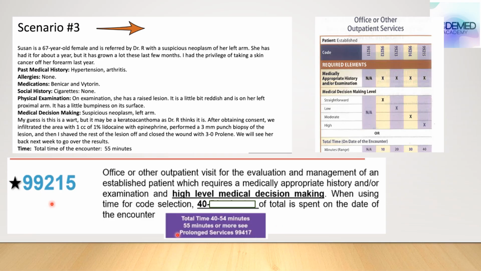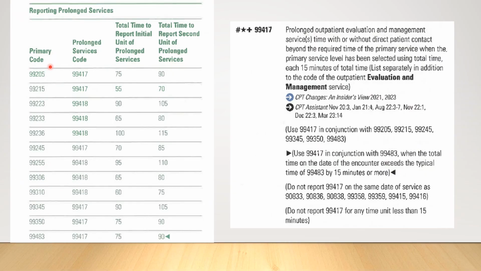55 minutes or more, see the prolonged service time, that is 99417. This is a note which is written below 99215. What is our time? It is 55 minutes. So 40 to 54 minutes is the time, but our time is 55 minutes. Then I will have to take the help of prolonged service time. And this is the table of the code, that is 99215, prolonged service time 99417. Total time to report initial unit of the prolonged service is 55 minutes. And that's why we will write the code 99215 and 99417.